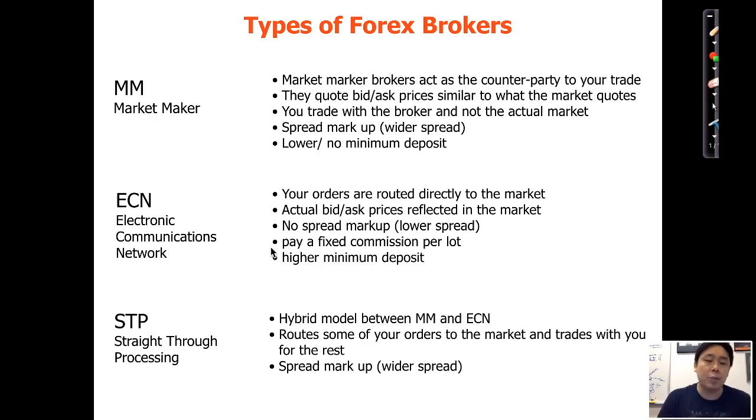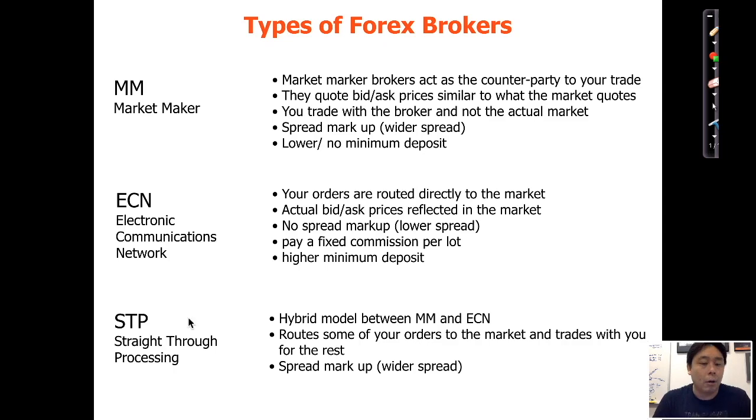So in this case, you may say, okay Adam, how do the brokers make money if they don't mark up the spread? Well, the brokers charge you a fixed commission, right? Normally you pay a fixed commission per lot that you trade. One lot is 100,000, right? And usually ECN brokers require a slightly higher minimum deposit. Now, it used to be a lot higher, but now they've lowered it, so it's more available to retail traders. It used to be like 5 or 10 or 20 grand to start, but now you can start with less than 1 grand as well.